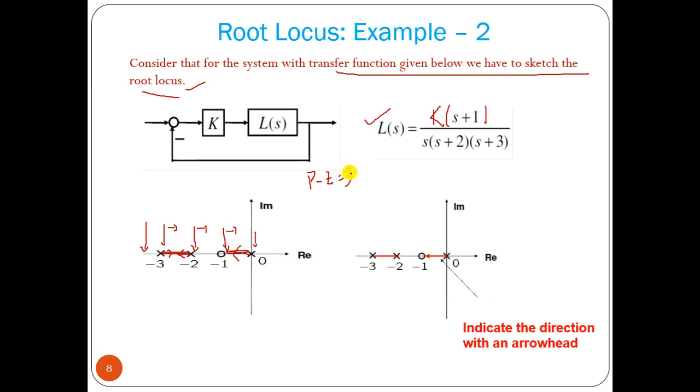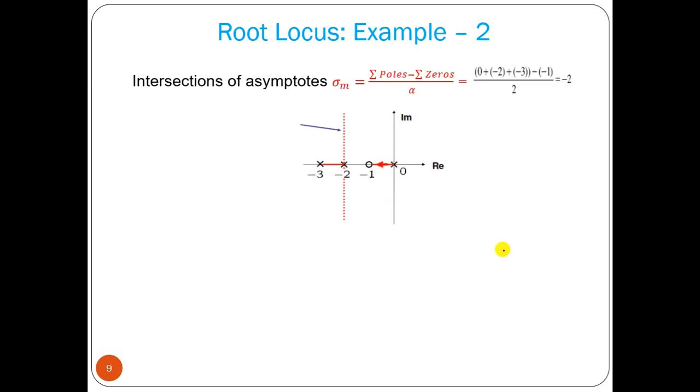Okay, 3 finite poles minus 1 finite zero, so 2 asymptotes should be there, so their angles must be 90 degrees and 270 degrees, that we have to find out, and the locus should break away and go along these two asymptotes. Now the centroid and asymptote angles we have to find out. Okay, now we have to find the intersection of the asymptotes, that is called the centroid.